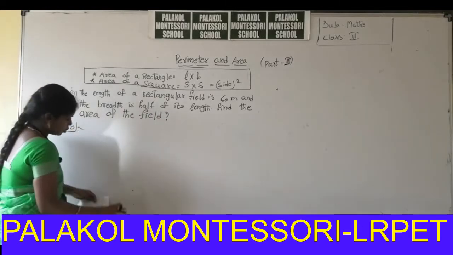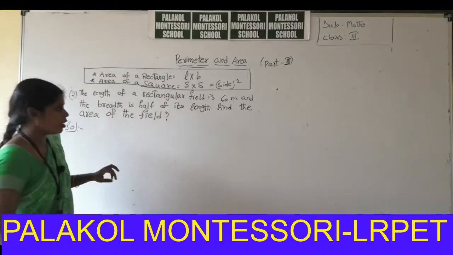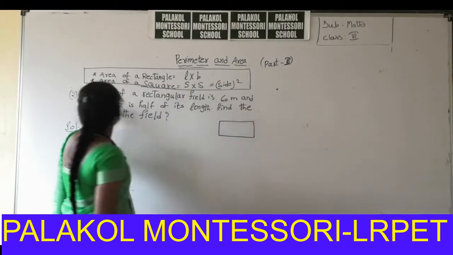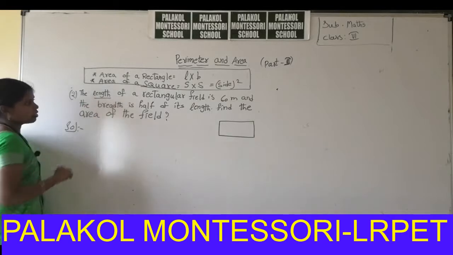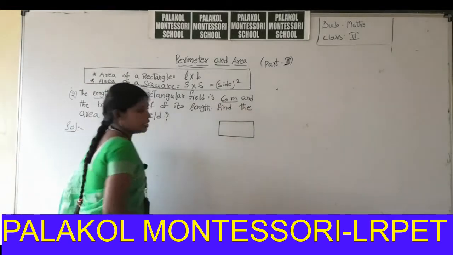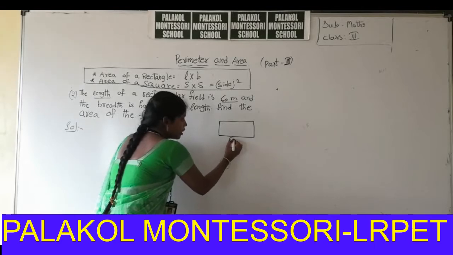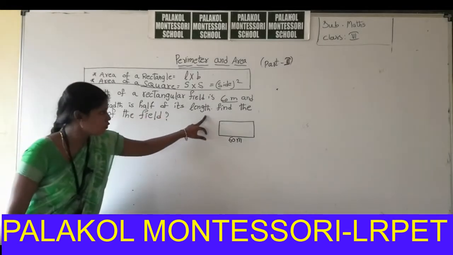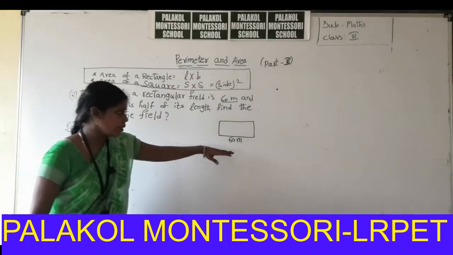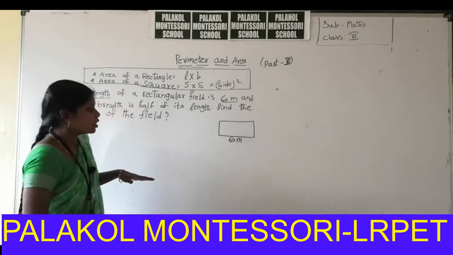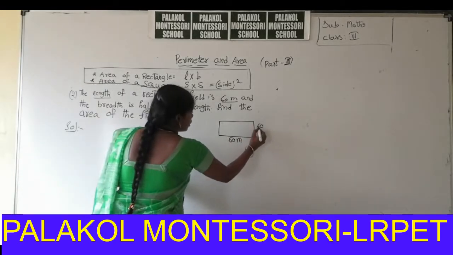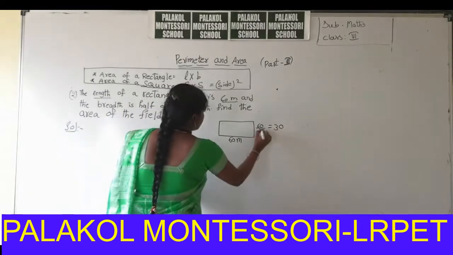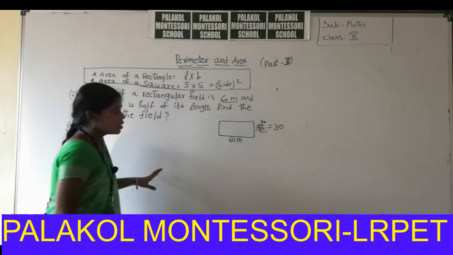So students, what is the question? The length of a rectangular field. So again we can discuss the rectangular shape. The length of the rectangle is 60 meters. So length is nothing but this one. This is 60 meters, and the breadth is half of its length. That is nothing but breadth is equal to 60, this length halved. So that is nothing but how many meters? 30 meters.